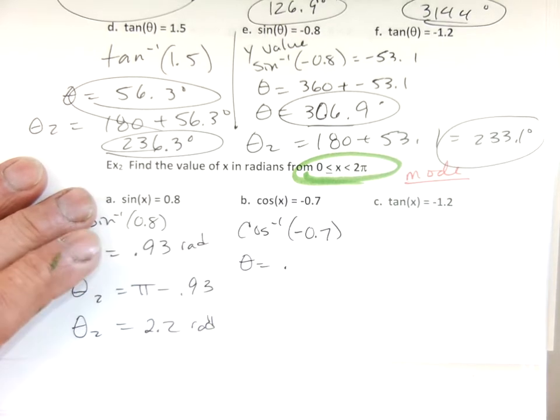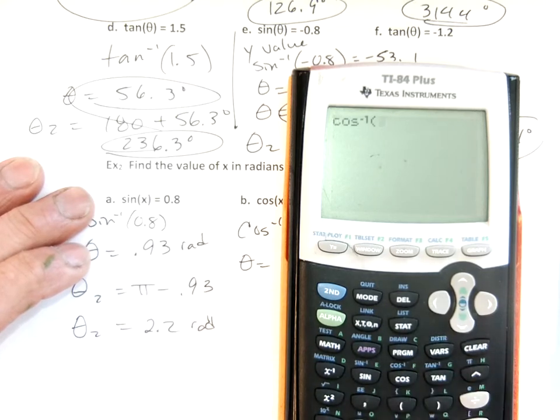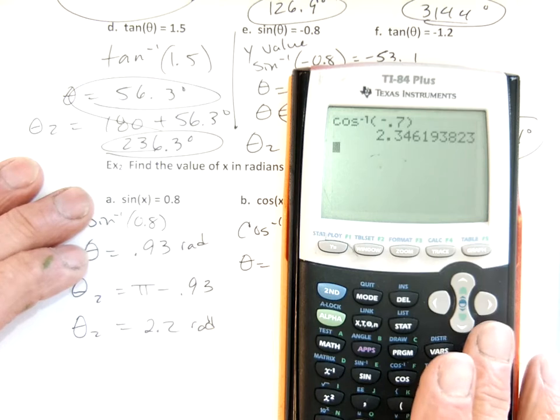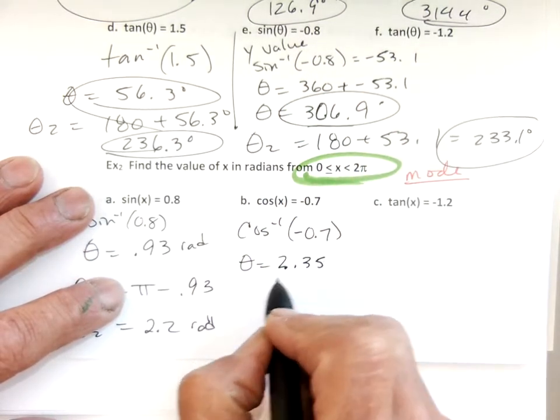Oh, it's wrong. I forgot the negative. My bad. I knew that was wrong. It's in the wrong spot. Cosine inverse of negative 0.7. How about 2.3? How about 2.35? 2.35. Okay, that's theta 1.